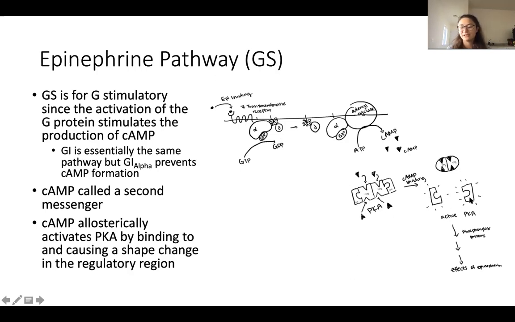Same for protein kinase A. Once it's activated, it can phosphorylate multiple proteins. It's not only going to phosphorylate one protein. So at each of these steps where multiple downstream things can happen, we can imagine that we amplify the response multiplicatively. So maybe just a couple of epinephrine bindings can lead to a huge change in cellular signaling and what the cell is doing.